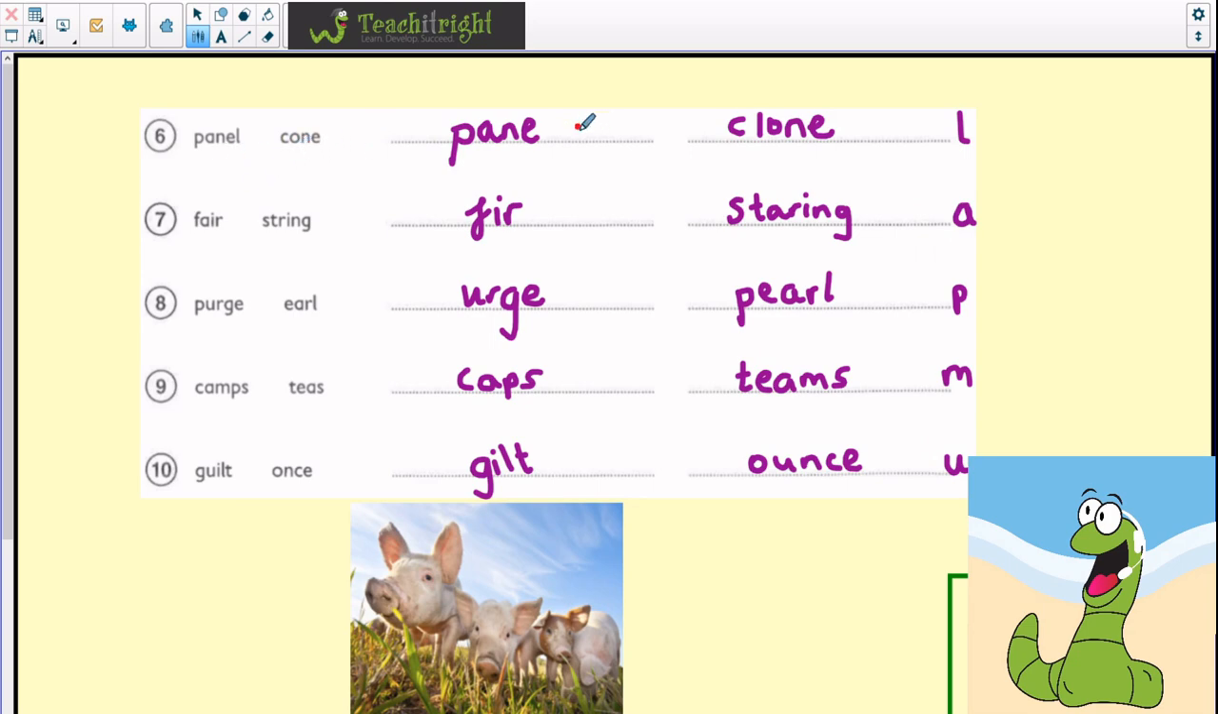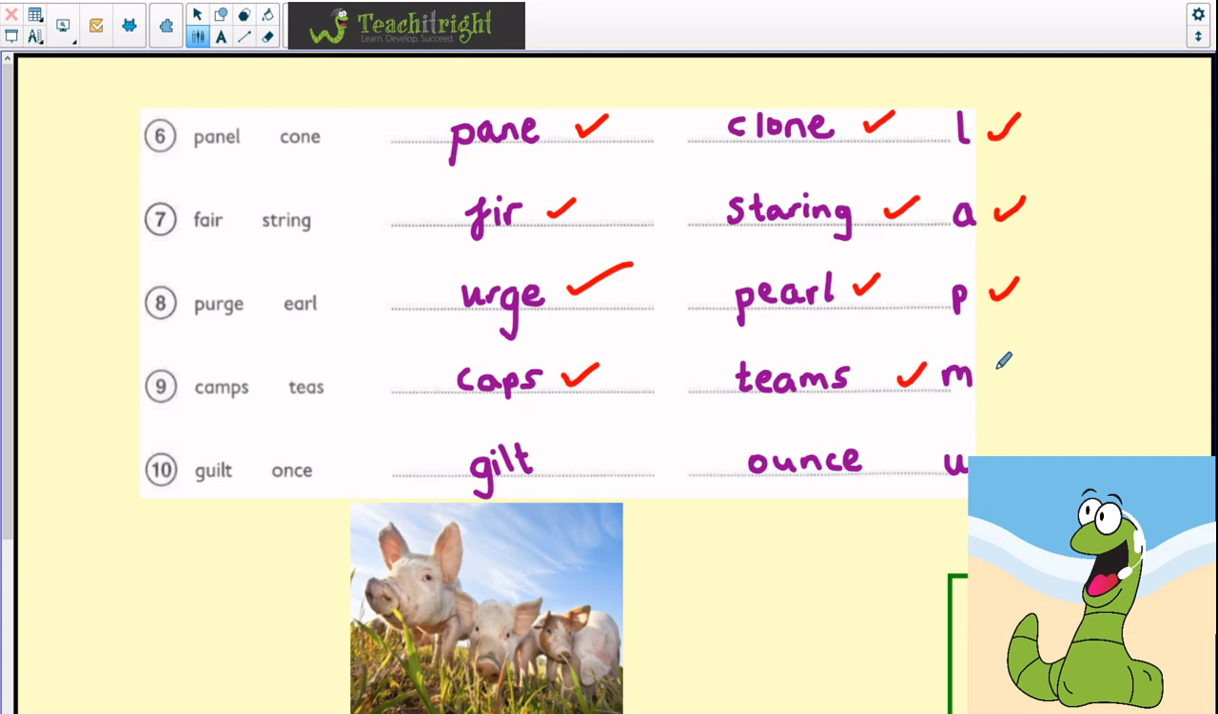Panel and cone becomes pane, like a window pane, and then clone. Fair and string becomes fur and staring. Purge and earl becomes urge and pearl. So it's the P that's moving. So it's the letter that you want to try and spot. But you do need to write the 2 words out in these. You won't need to do that in your exams though.